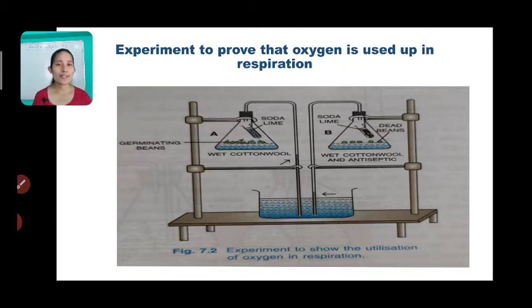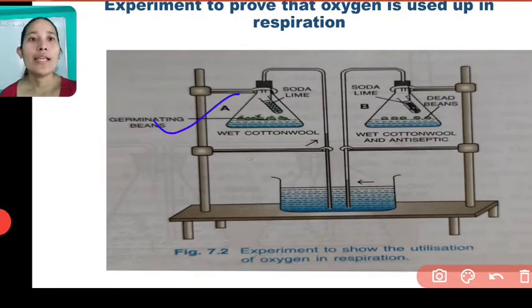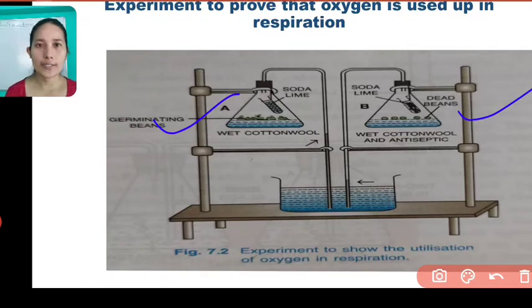Now, before carrying out any experiment, there are two types of setups. One setup is called the experiment setup, another one is called the control setup. Both are identical, that means they are similar. All the conditions are the same in both cases, except in the control setup, whatever you are trying to study in the experiment is missing. Similarly, in this experiment you can see setup A and setup B. Setup A is your experiment setup. Setup B is your control setup.